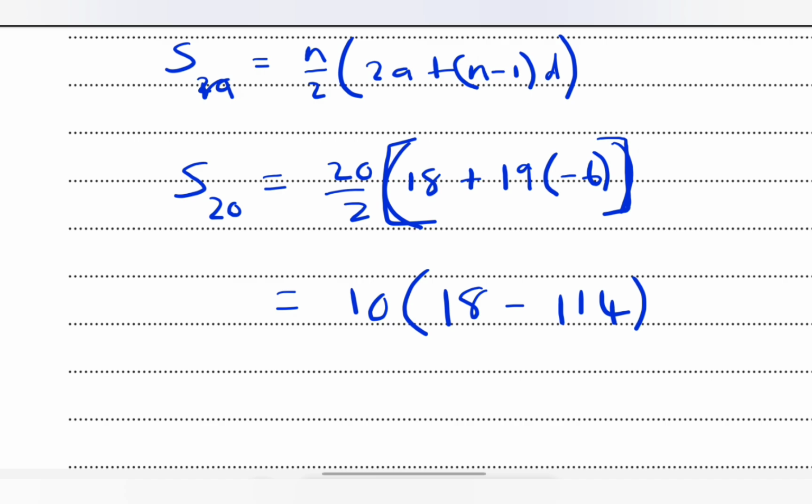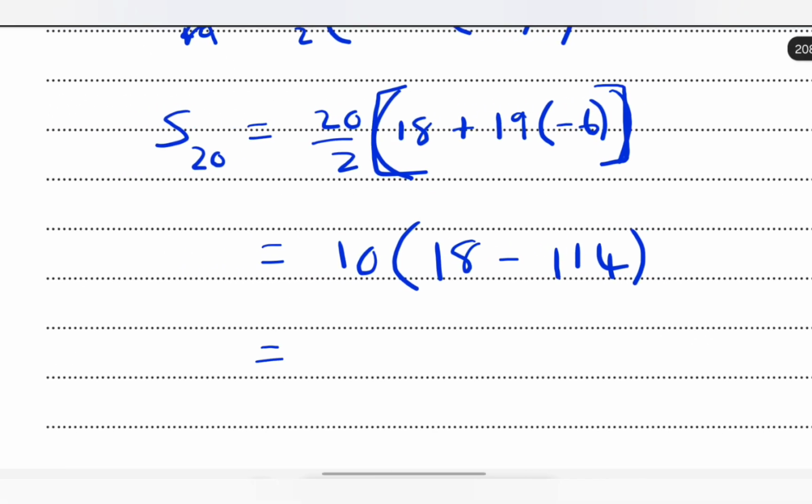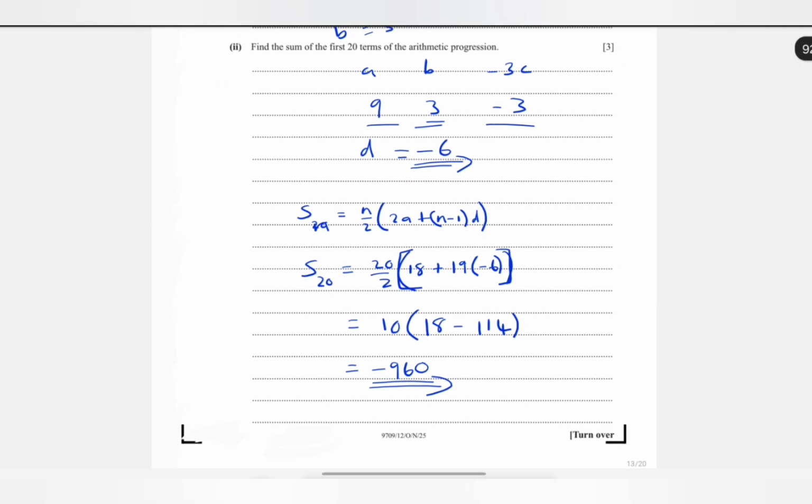So 18 minus 114 times 10 is equal to minus 960, and that will be our answer for the sum of the first 20 terms for 3 marks.